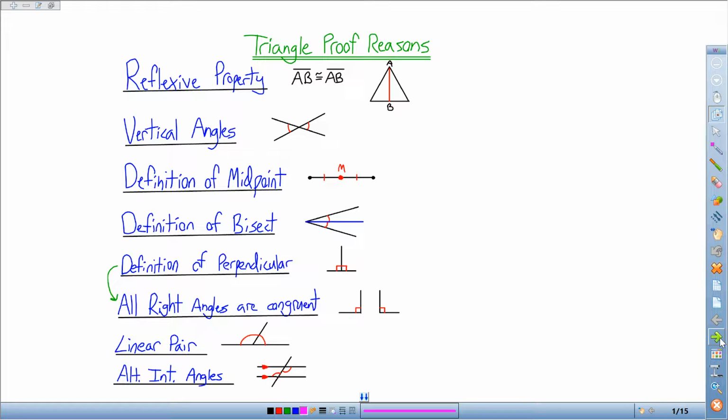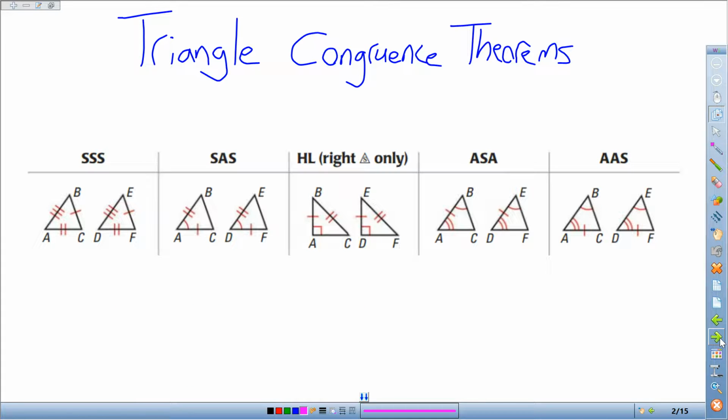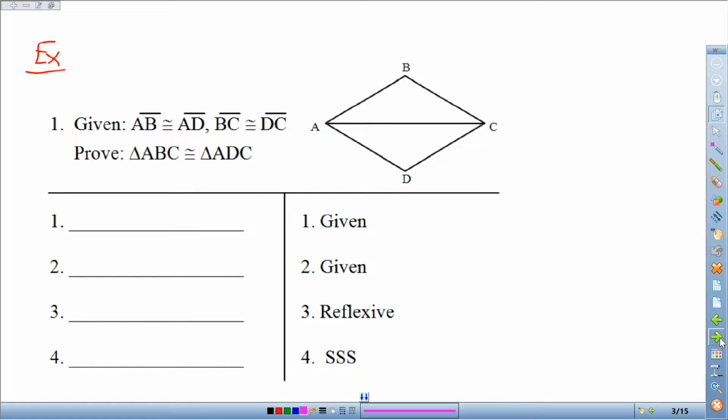So, in your notes, have this next to you. It'll still help you out as you go through this lesson today. And as always, the very last reason on all of these is going to end with one of these triangle congruence theorems. If you take a look at the worksheet today, like I said, all of the statements are blank. All of the reasons are given.